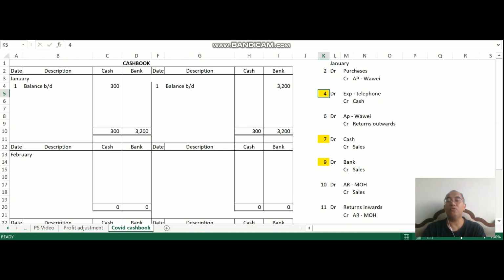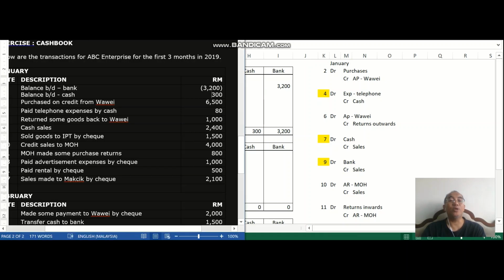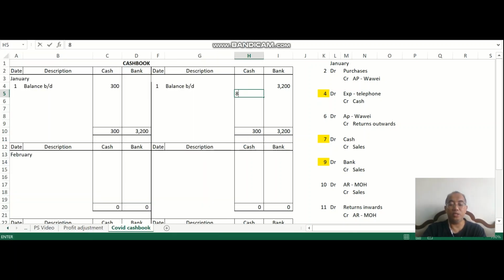Okay, number 4, credit cash. I always look at the word cash here and I can see credit, so I go to the credit side and to the cash column. How much? Look at the question again. It is telephone 80. So I put here 80. And this one on the 4th, I put expenses, telephone. Okay, see? Cash is 80.